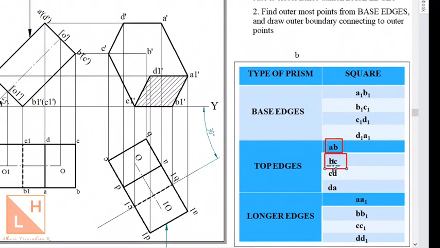CD does not contain B. DA does not contain B. AA1 does not contain B. BB1 contains B. So this is another hidden edge, right? C1 does not contain B, D1 does not contain B. So out of all the edges which we have here, there are 3 hidden edges according to the procedure that we have followed. So from this point B, 3 edges emerge: AB, BC and BB1.